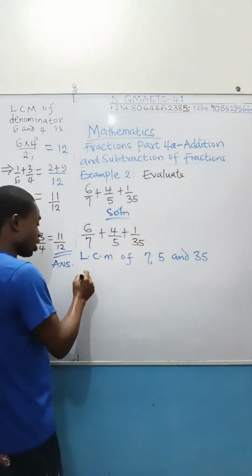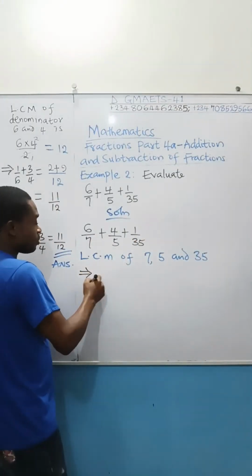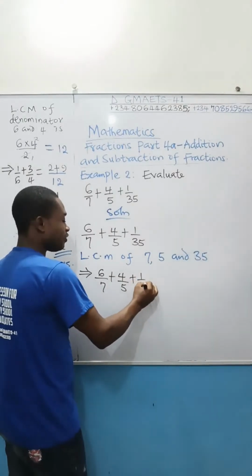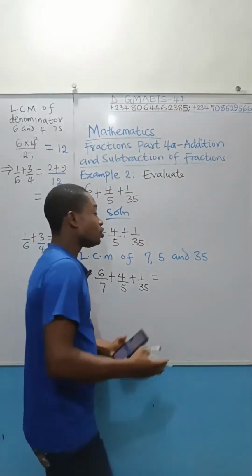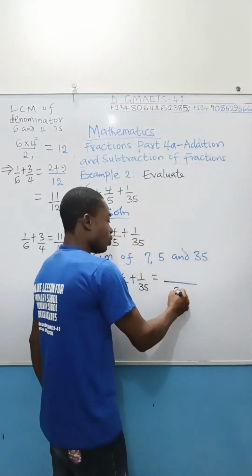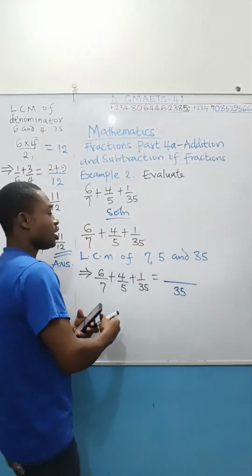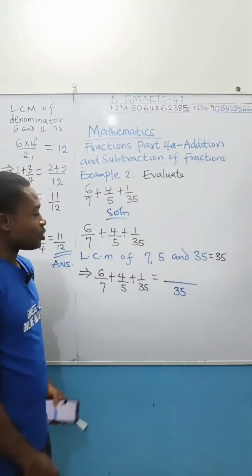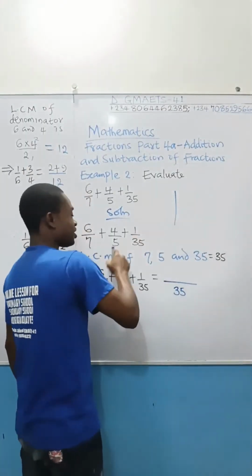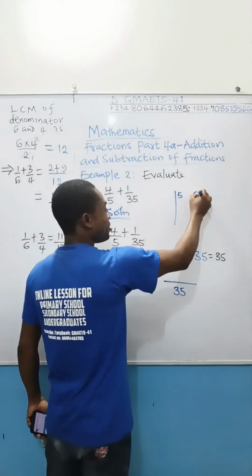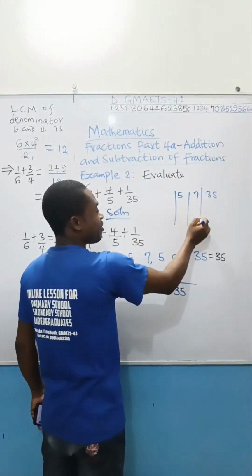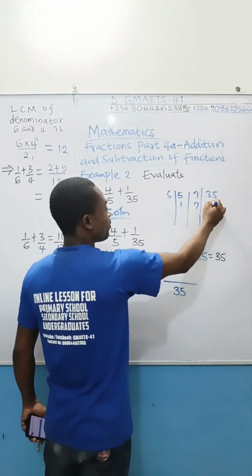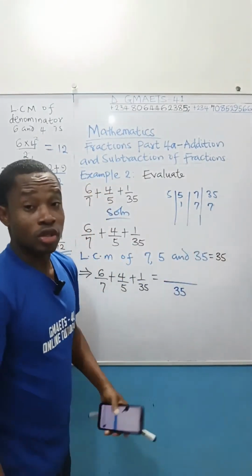We can now work with the denominators of these fractions. It implies that 6 over 7 plus 4 over 5 plus 1 over 35 will now be equal to, you repeat the same thing as I did there. The LCM, which is 35, you write it here. The LCM of this is equal to 35. I've already explained how I got it. Are you getting me right? So you don't need to go punishing yourself doing this. LCM of 7, 5, 35: you start dividing. What's the smallest number that can go? 5 can go.